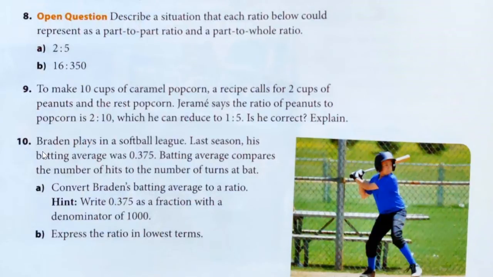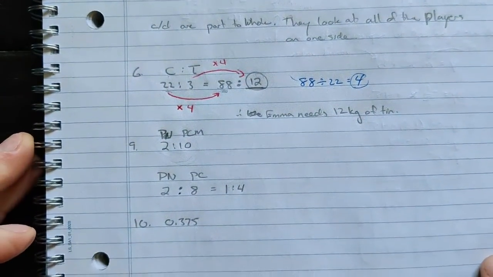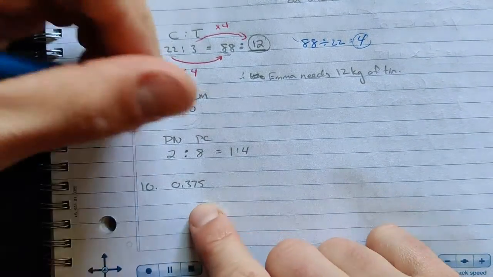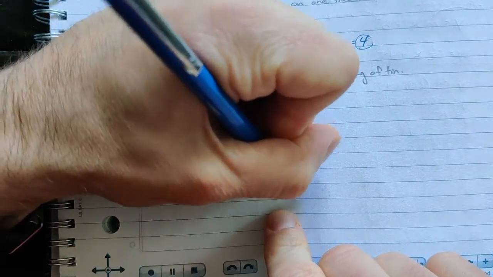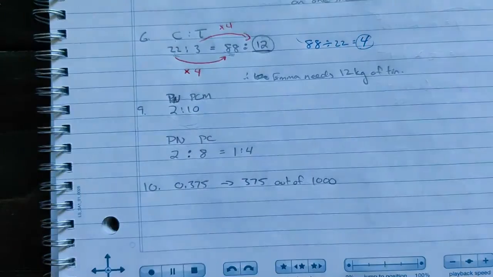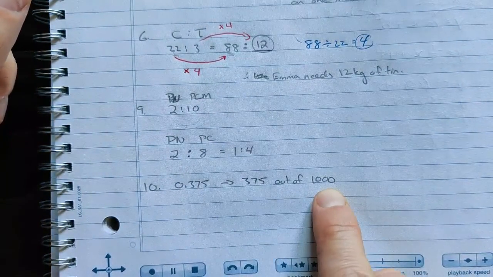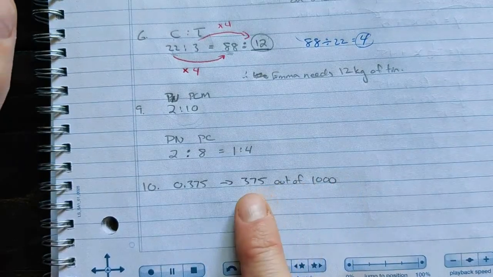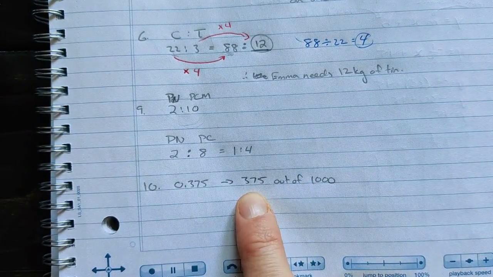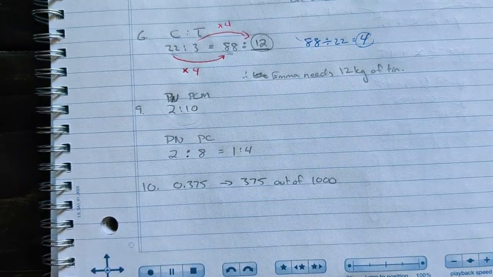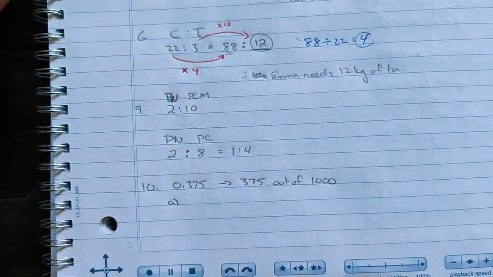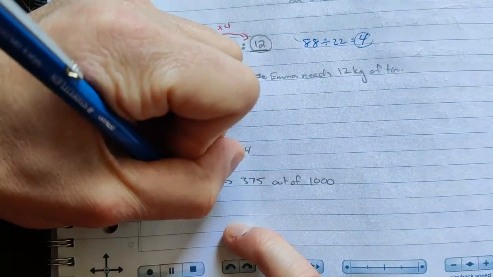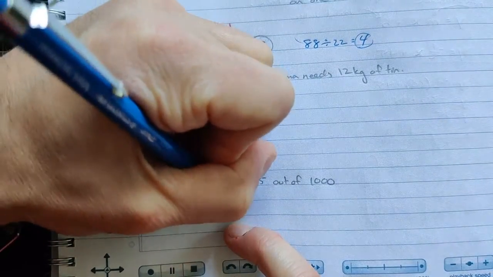So 0.375 here means that we have 375 out of 1,000. So for every 1,000 times he would have went to bat, he would have hit 375 times. That's how the batting average is actually read. So if we want to do it in part A and convert that to a ratio, well then it's 375 to 1,000.